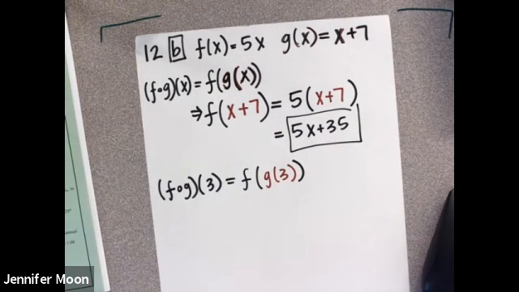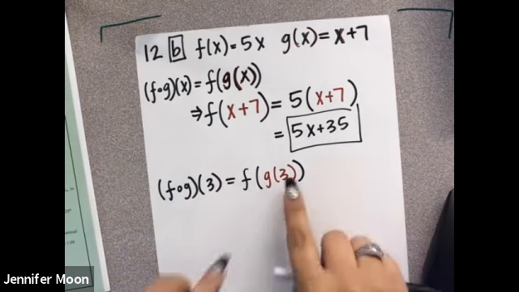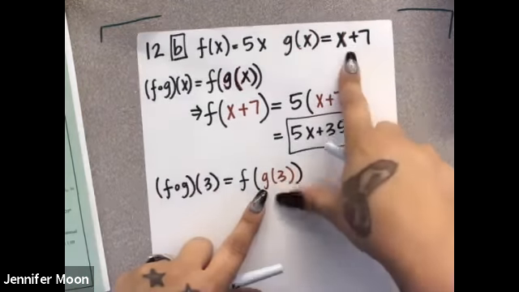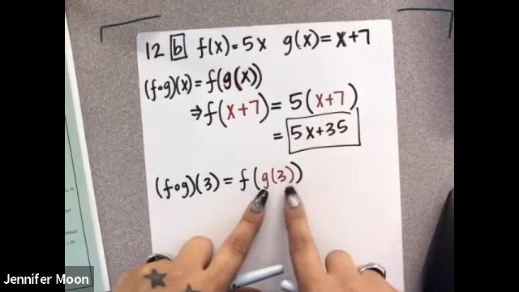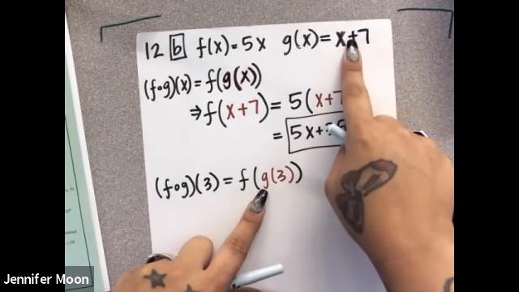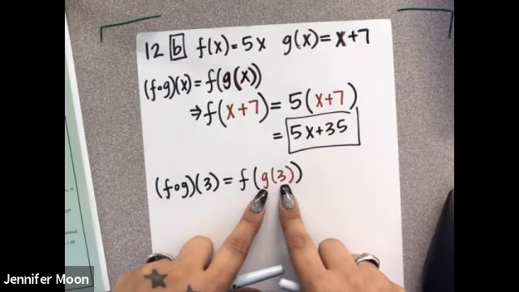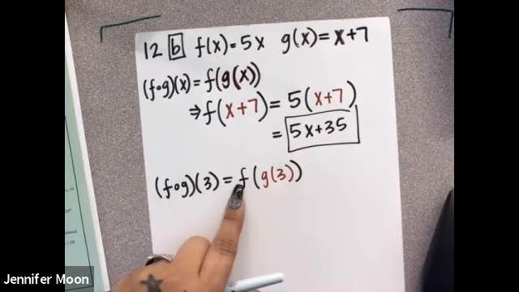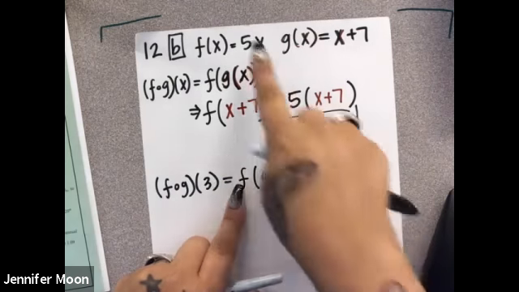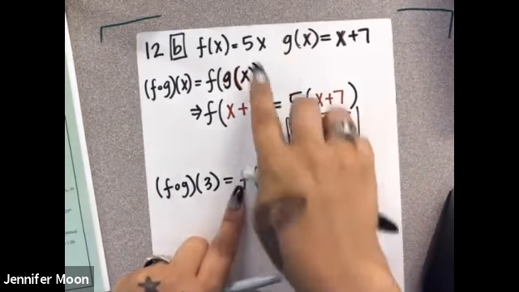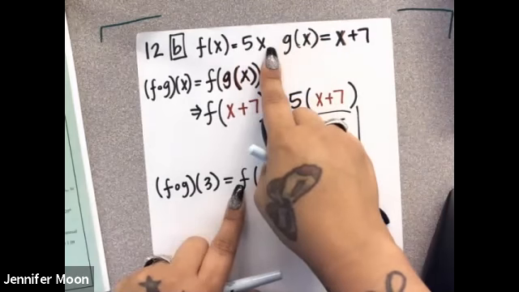There's two different ways you can go about this. You can look at your g of x, make your x your 3, right? So I would get 3 plus 7 is 10, and I'm doing f of 10. Perfectly fine, right? You'll get 50. 5 times 10 is 50.